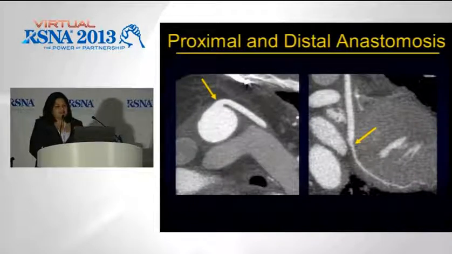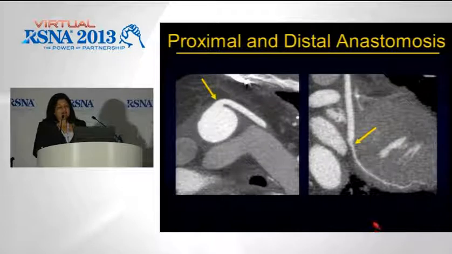So looking at the different parts when we are evaluating these grafts, this is the proximal anastomosis. The saphenous venous graft usually attaches to the anterior wall of the aorta. So here's a proximal anastomosis, widely open, graft looks great. Here is the distal anastomosis.